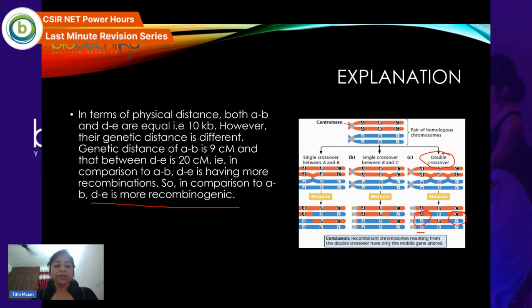Now, I hope with this discussion, you all got an idea about the comparison part: genetic map and physical map, how to compare them. I took this question because a few years back there was a question in CSIR in the same exact pattern. The numbers were a little bit different, but the same exact question has been asked.